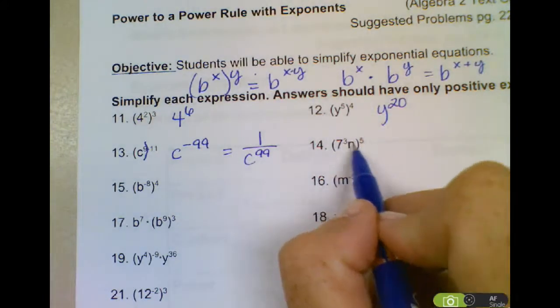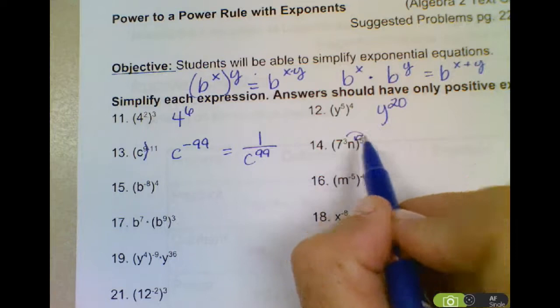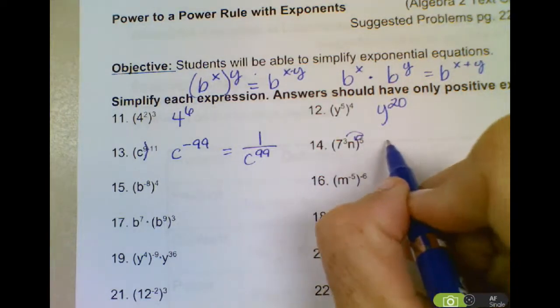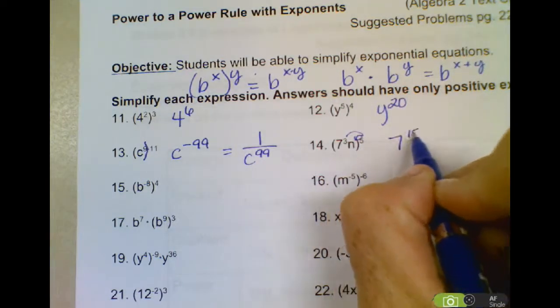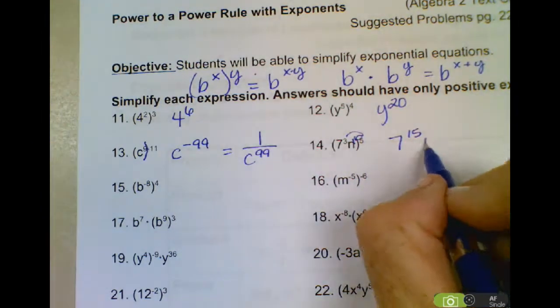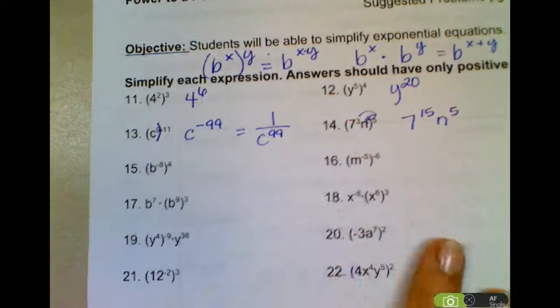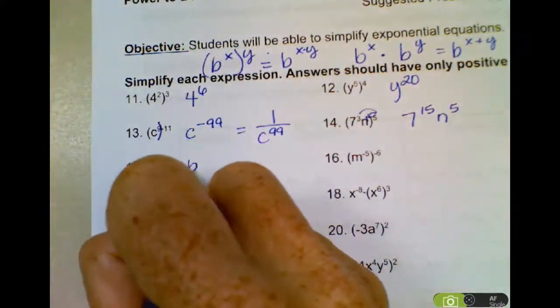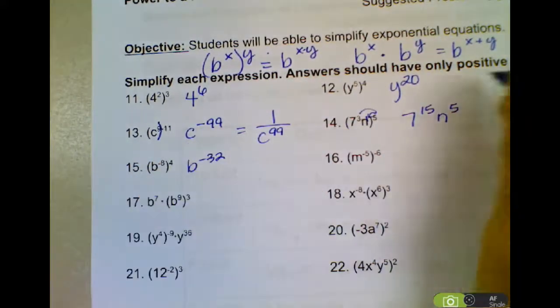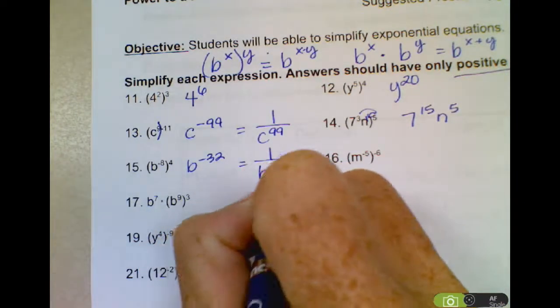Remember that when you're raising things within parentheses to a power, everything gets raised to that power on its own. So 3 times 5 is 15. If there's no exponent, it's understood to be a 1. 1 times 5 is 5. Number 15, negative 8 times 4 would be negative 32. Again, I can only have positive exponents. So I would have 1 over b to the 32nd.